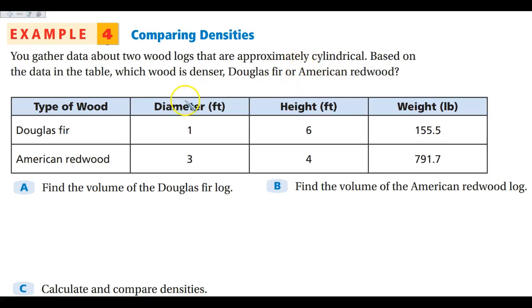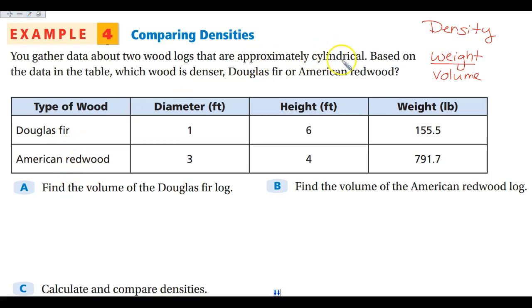All right, and we want to know which of the two types of wood is more dense, the Douglas fir or the American redwood. Well, the first thing that you need to know is that density is measured by finding the weight of an object, and we divide it by its volume. So we know the weight of the two wooden logs. All we have to do is find the volume of each log.